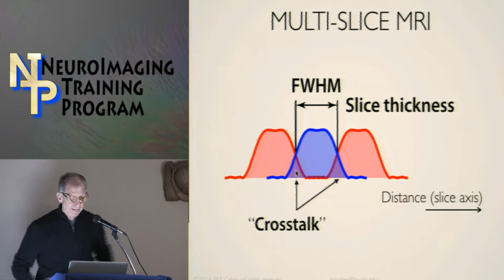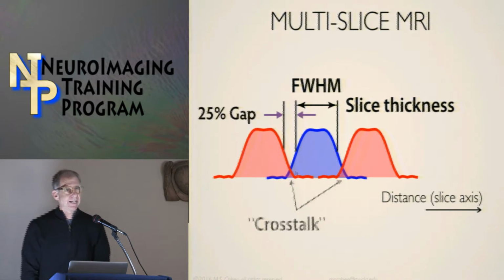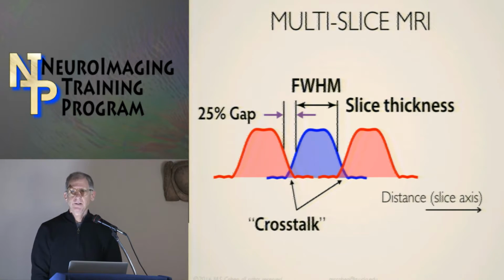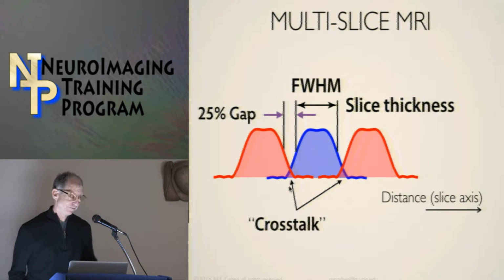Now, one thing you could do about that is to simply separate the slices. And on the scanner, there's an option to have a slice gap. And what that does is reduce the crosstalk regions. Now, physicians used to freak out about this. In fact, they do still freak out about it.